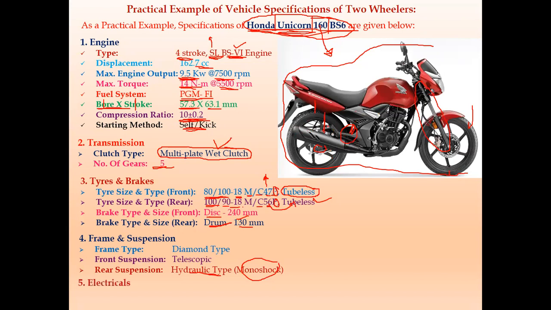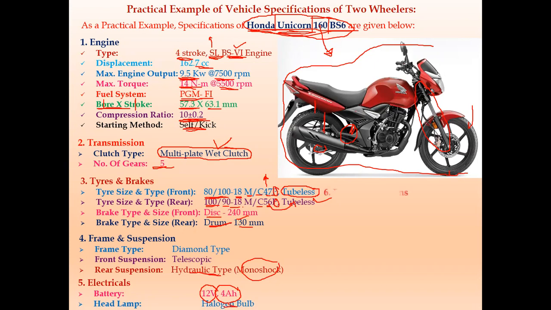Next, we have electricals. The battery is a 12-volt, 4 ampere hour battery, so we can say that is the battery specification. Next, we have the headlamp. The headlamp is a halogen bulb.